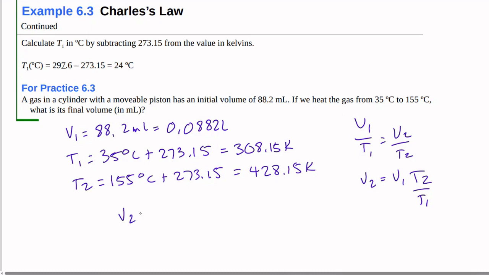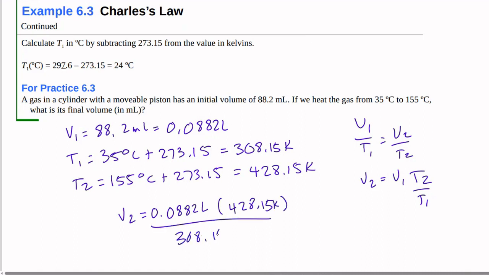So V2 is equal to 0.0882 liters times 428.15 Kelvin divided by 308.15 Kelvin, and that gives us 0.123 liters. So that is equal to, if we multiply by 1,000, 123 milliliters.